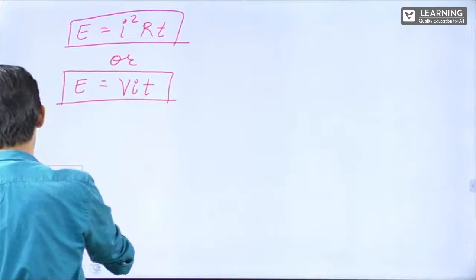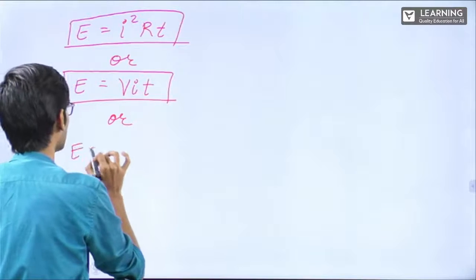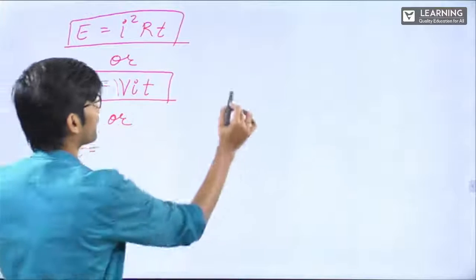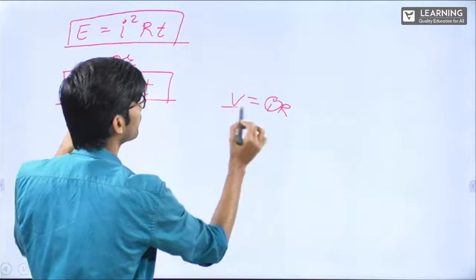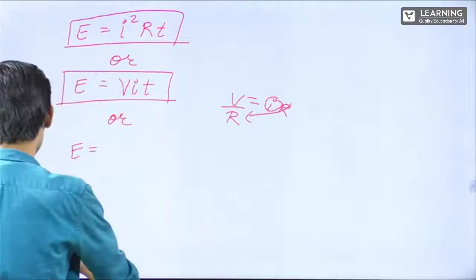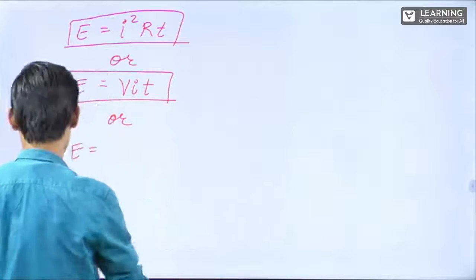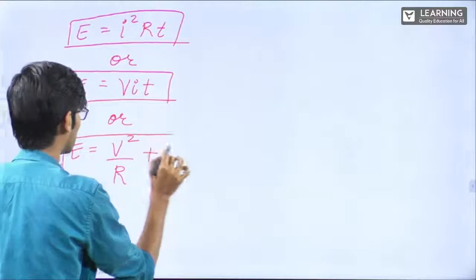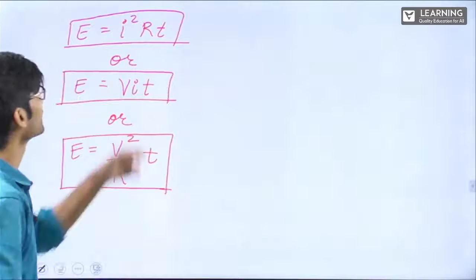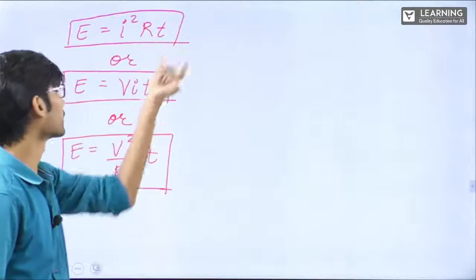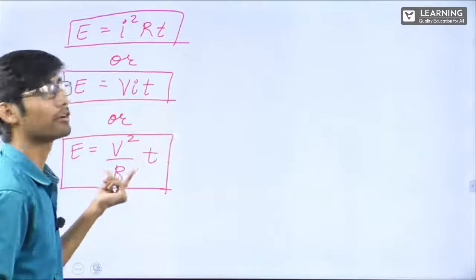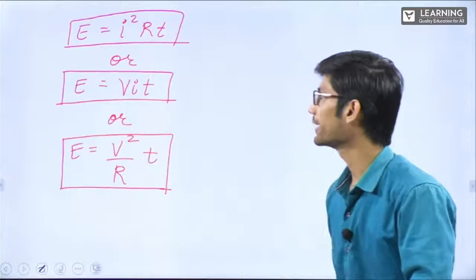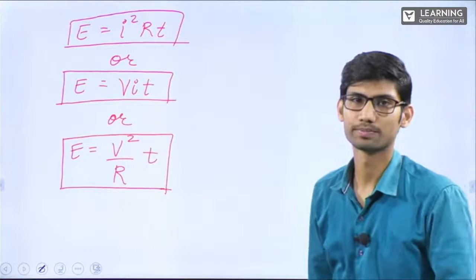Or E is equal to, if I convert this I as V by R, V is equal to IR, I is equal to V by R, correct? So if I convert that I as V by R, what I'll get? V square by R into T. These are three different formulas. If you see, basically, this is power I square R into T, power into time. This is also power VI into T. This is also power V square by R into T. These are the three formulas. If current is constant, then these are the three formulas.